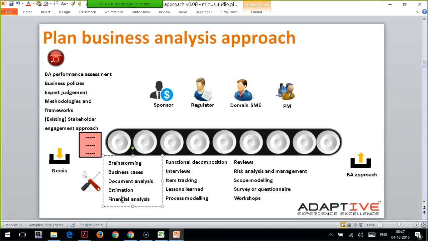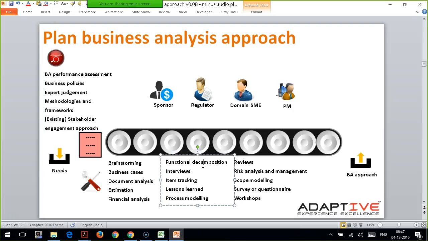Sometimes I feel Babak has really gone overboard on techniques. I really don't think I'm going to use financial analysis when I'm doing my approach. It's very unlikely, but Babak says so, so I'll go with it. Even business case also, I don't think I will use it here. But anyway, it's there. So these two techniques we will discuss in strategy.